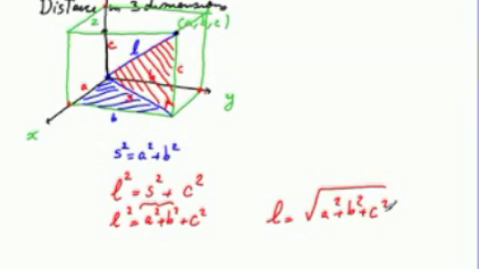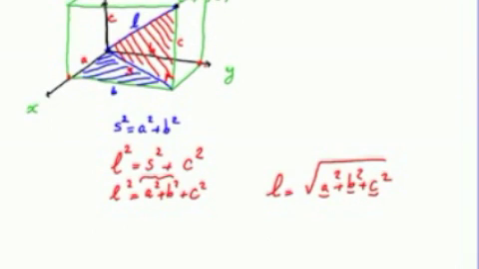So if I want to calculate the length between 2 points, I will figure out how far apart those 2 points are in the x direction, how far apart they are in the y direction, how far apart they are in the z direction. Take each of those, square them, add them up, take the square root, and that is how far apart those 2 points are. Let's go ahead and practice.